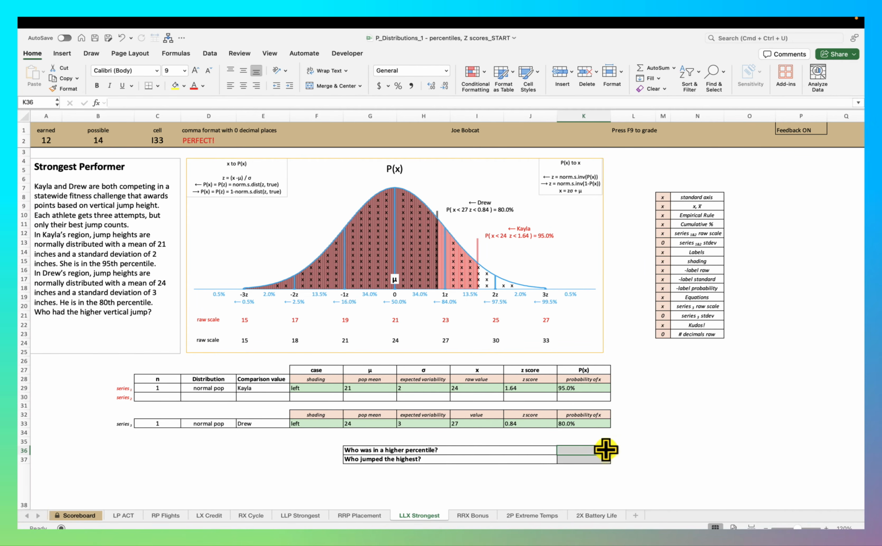So who was in the higher percentile? Well, that's Kayla. But who jumped the highest? That's Drew. Epic.